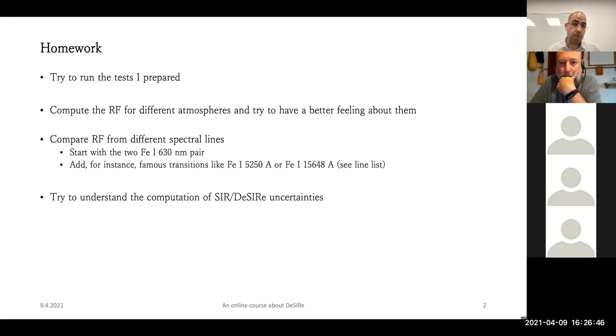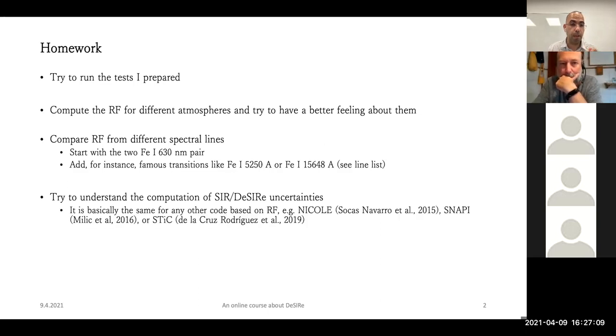Then the same, so try to give it a thought of what we are saying by uncertainty. If the response function is 0 or very low, it means that your profiles don't change even if you increase, I don't know, the temperature by 1000 kelvins. Then it means that the model you have there, even if the code retrieves it, you should not trust it. So just give it a thought and try to understand that.